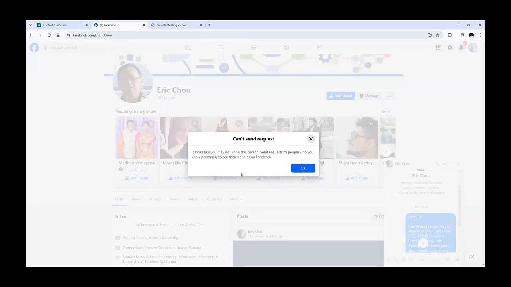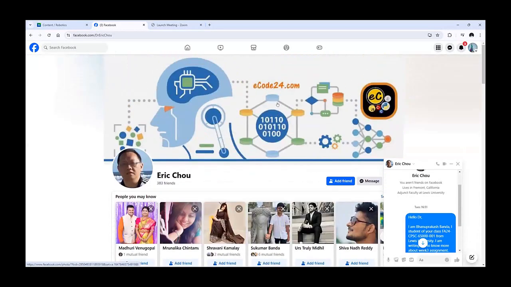I don't know what happened, but usually it doesn't happen this way, okay? If you got this message because you sent a message, then it's possible. But usually add friend shouldn't be a problem. Okay, let me do it the other way, okay? Let me check.